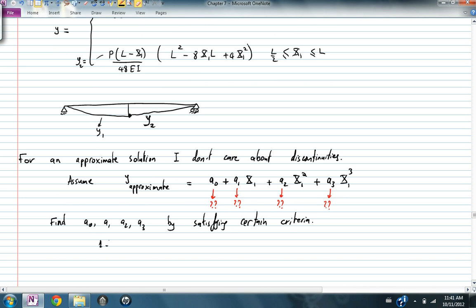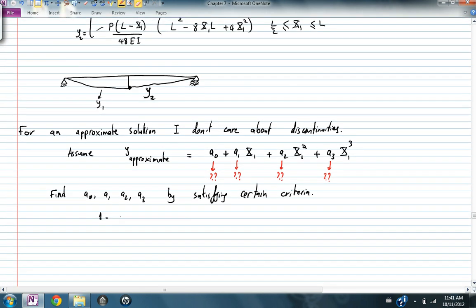1. Boundary conditions of the beam, the displacement and rotation conditions. So the first thing I have to satisfy is the boundary conditions of the beam. This approximate solution has to make sure that the displacement on the left here is 0, the displacement on the right here is 0. And the second thing that it has to satisfy is the principle of virtual work.